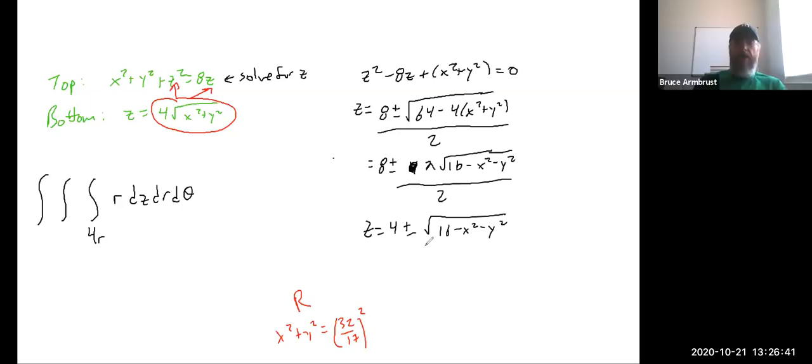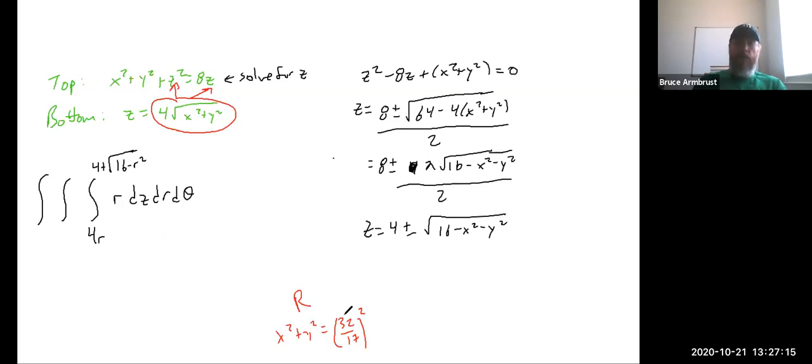If we remember, our x squared plus y squared is actually r squared. Then this is going to be 4 plus the square root of 16 minus r squared. Now, still not pretty, right? It's definitely not pretty, but it's way better than what we had before, especially with this lower bound. But this isn't where the beauty really comes in. Let's look at the region R.